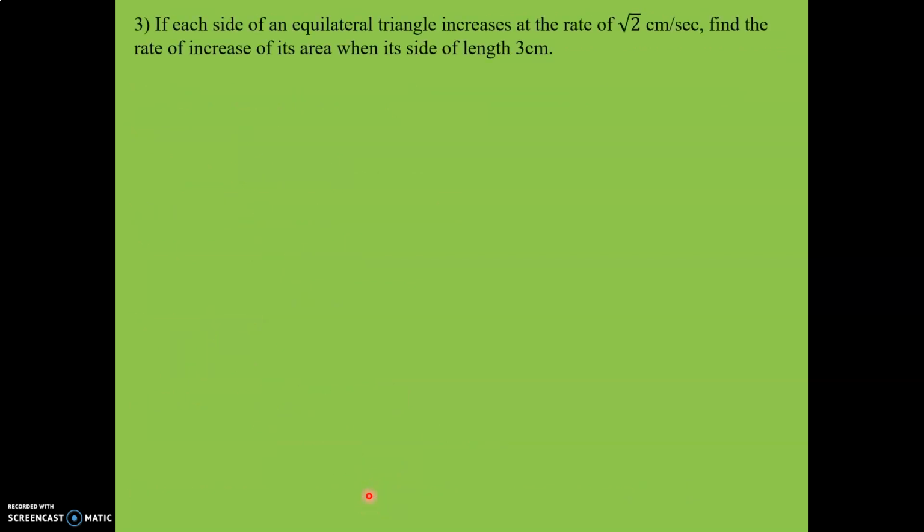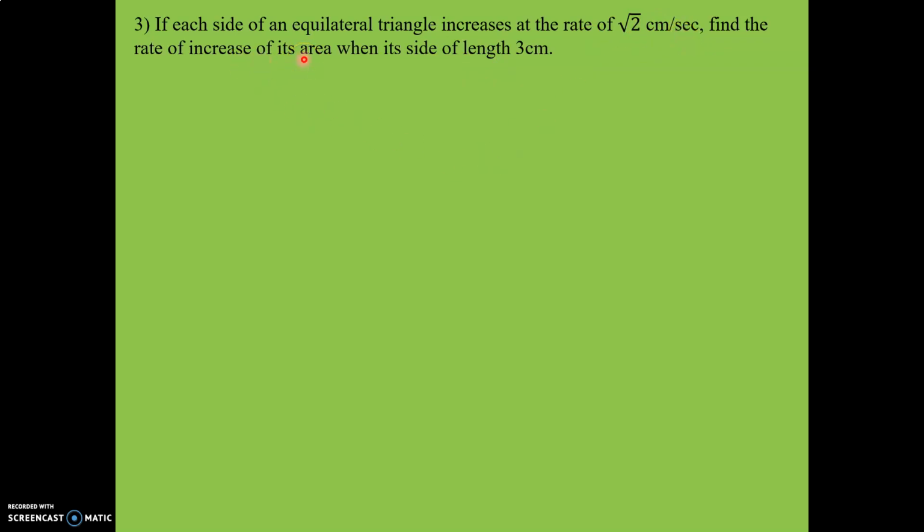Next question is, if each side of an equilateral triangle increases at the rate of root 2 centimeter per second, find the rate of increase of its area when its side is of length 3 centimeter. So each side of an equilateral triangle increases. That means the side is increasing. So we have to consider small letter a for the side. So da upon dt is given as root 2 centimeter per second.